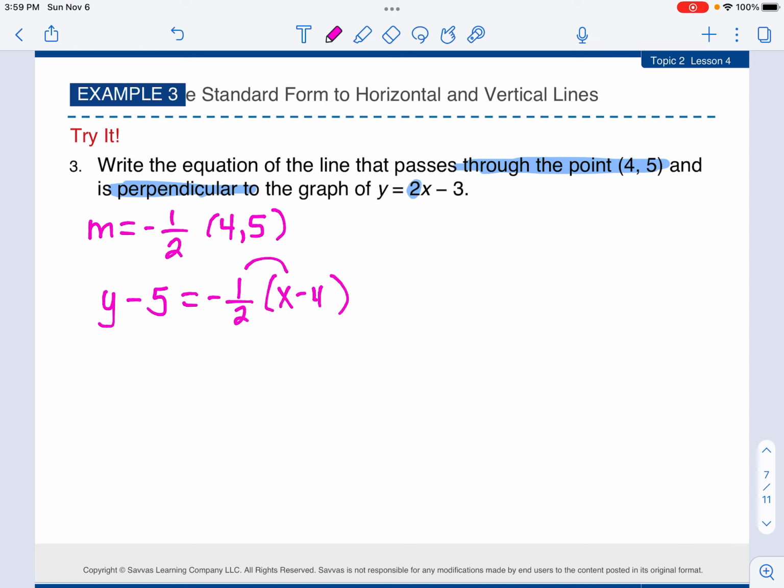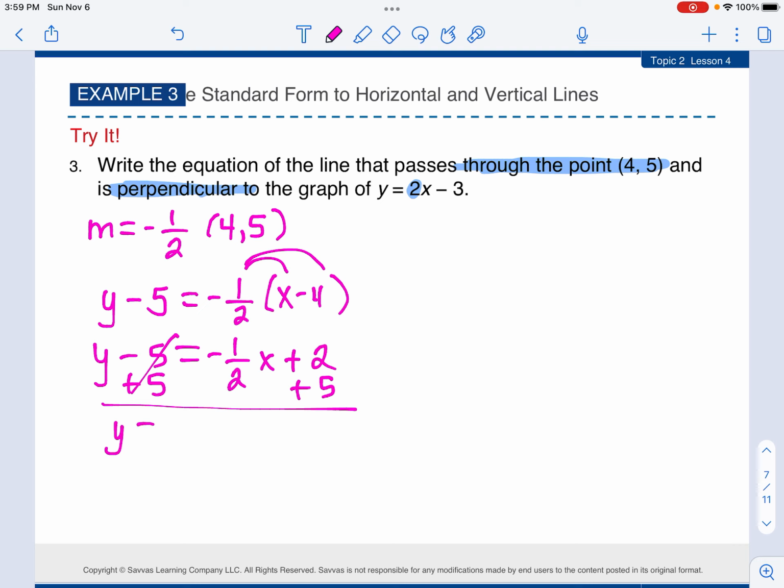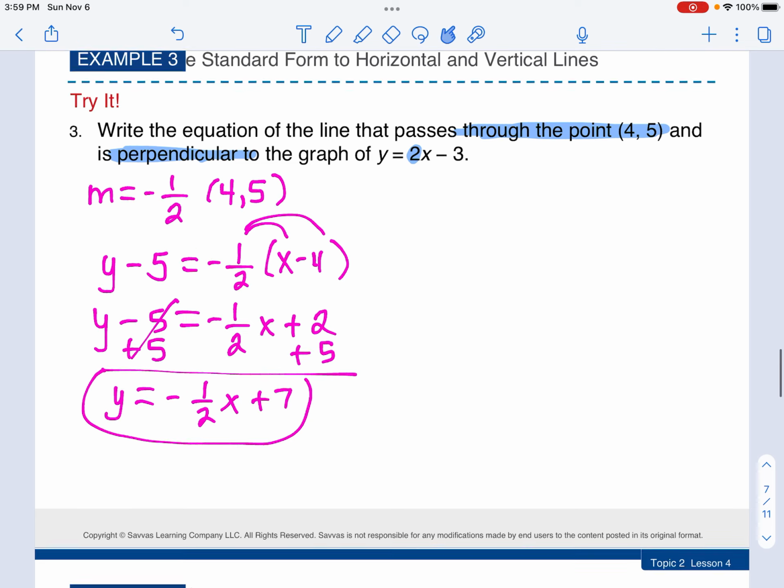To write the equation in slope-intercept form, solve for y. Negative 1/2 x plus 2, because half of 4 is 2. And when you have a negative times a negative, it'll give you a positive. Bring down your y minus 5. Add 5 to positive 2. y is going to equal negative 1/2 x plus 7 is your final equation written in slope-intercept form.